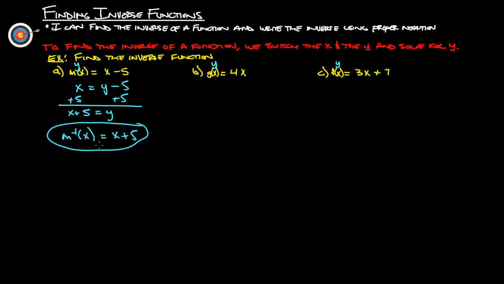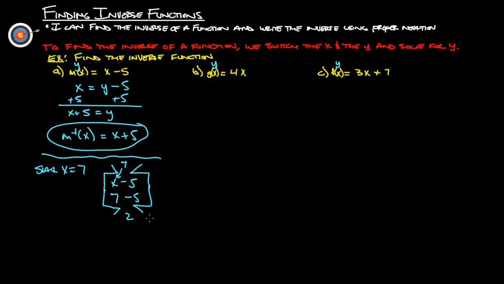Now, really quick, let me show you how this works. This is not what they're asking you to do here, but just so you get a better idea of what an inverse function is, let's just say x equals 7. If we put 7 into the m of x function, that is x minus 5, and 7 goes in for x, so we get 7 minus 5. So out comes 2, right?